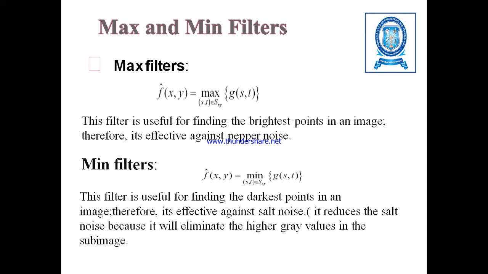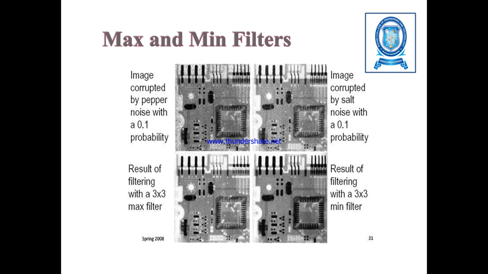So next thing is the maximum filter and minimum filter. The maximum filter is used in order to find the brightest point in an image, that is the white gray level. Okay. So this is effective against pepper noise, whereas the minimum filter is used in finding the darkest point in the image. Therefore it is effective against salt noise. Okay. So this will be eliminating the higher gray levels that are present within the image. So these are the two functions of maximum filters as well as minimum filters.